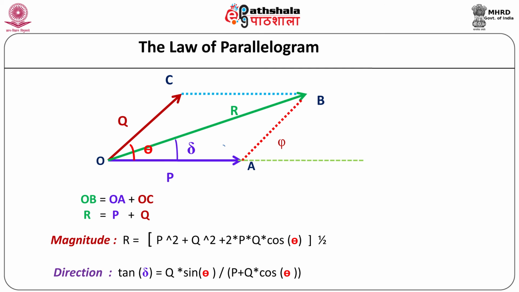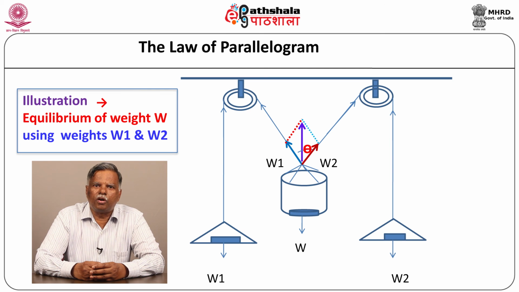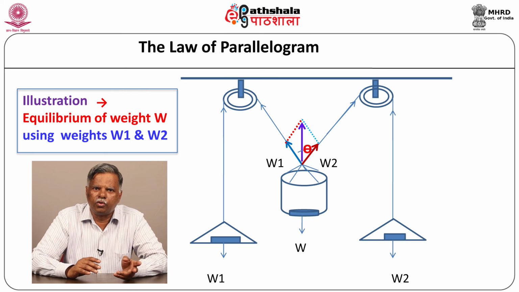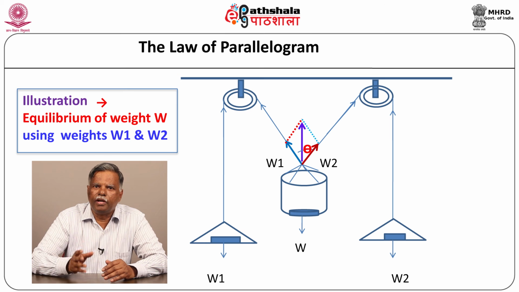As an illustration of the law of parallelogram, let us discuss the equilibrium of weight W under the application of two weights W1 and W2 using the system of two pulleys as shown in the diagram. Here, weight W1 means the vector P and the weight W2 means the vector Q in the earlier discussion which we have made regarding the law of parallelogram.